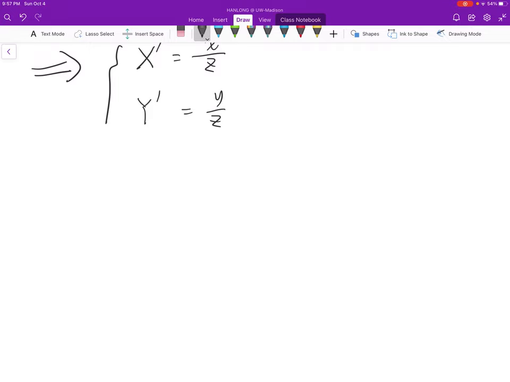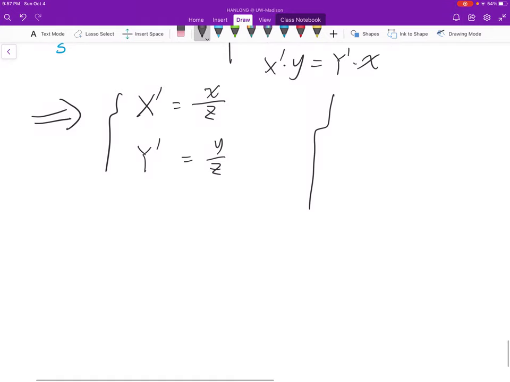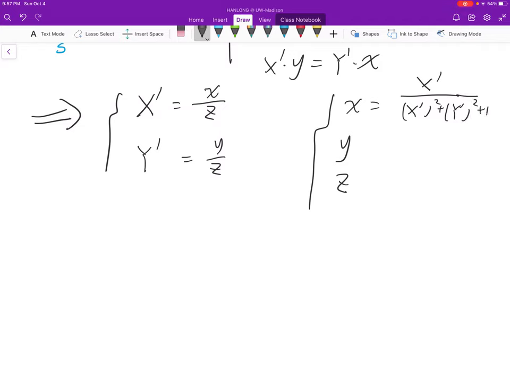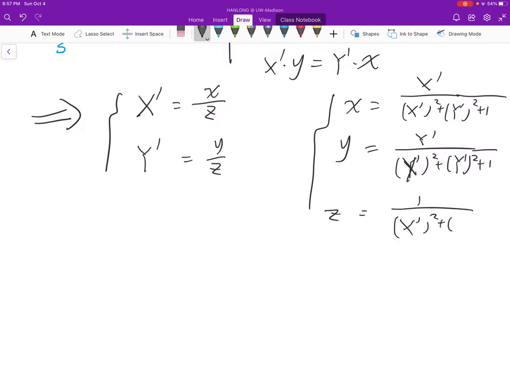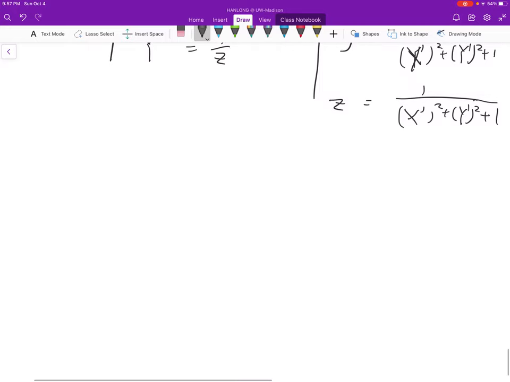And the inverse map correspondingly is x, y, z: x is x prime over x prime squared plus y prime squared plus 1, y is y prime over x prime squared plus y prime squared plus 1, z is 1 over x prime squared plus y prime squared plus 1. Okay, then this is our phi 1 from U1 to S. It's a parameterization phi 1.